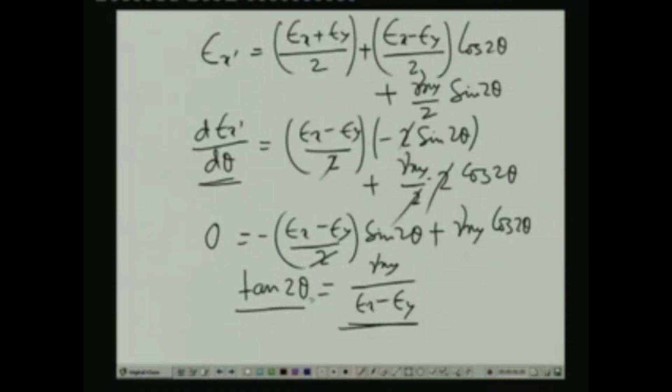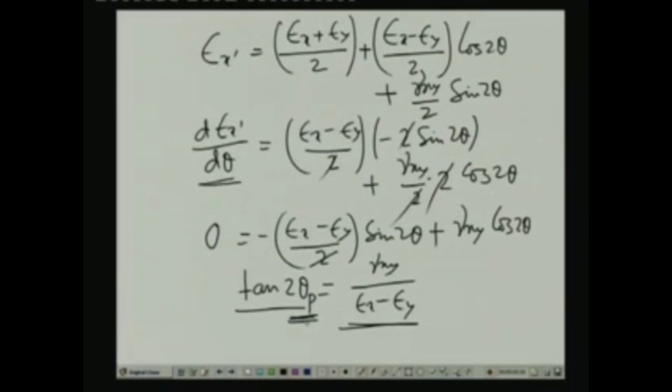Now, let us call this angle with the suffix p. For the maximum normal strain we generally designate it as principal strain, as we had done in the case of stresses, where the maximum normal stress and the minimum normal stress are designated as principal stresses. Here, the maximum normal strains we call principal strains, and their orientation angles are denoted as theta p.